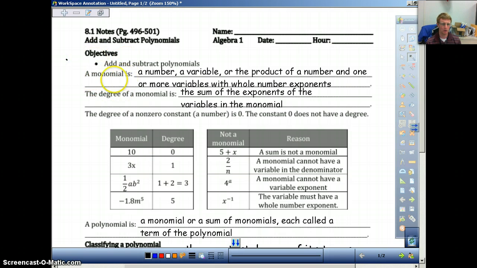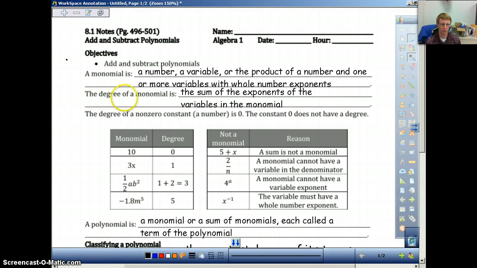A monomial is a number, a variable, or the product of a number and one or more variables with whole number exponents. And you see examples of monomials right here. Okay, they're basically a single term.